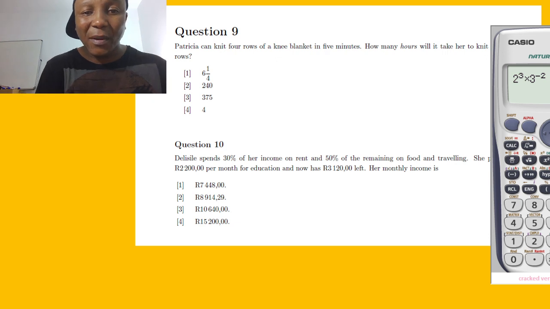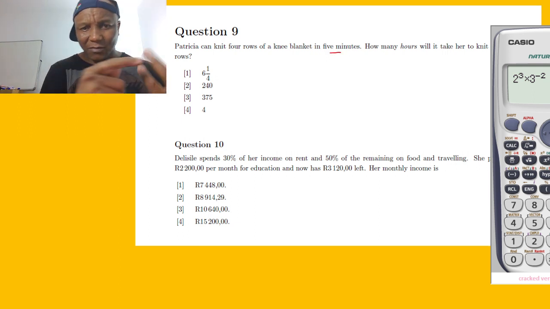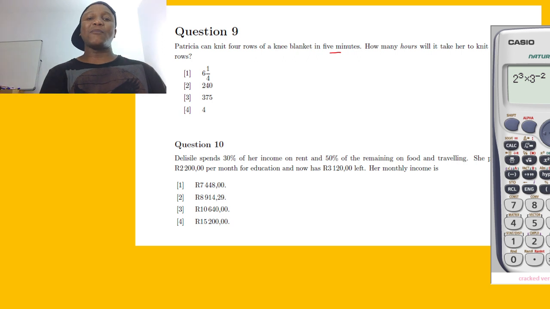So let's say here, Patricia can knit 4 rows of knee blanket in 5 minutes. So we have two things here: blankets and time. I'm going to write blankets there, 4, for how long? 5 minutes. Now they ask how many hours?